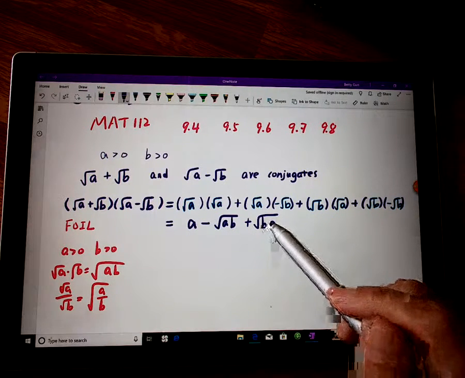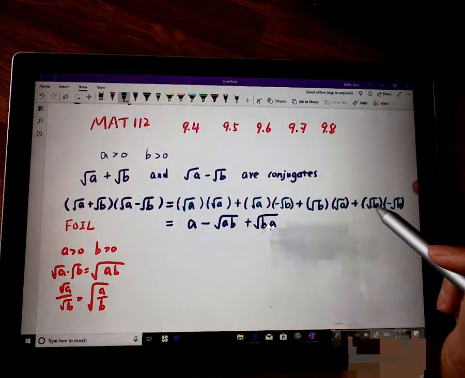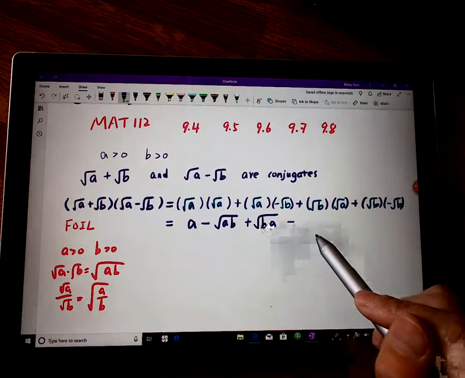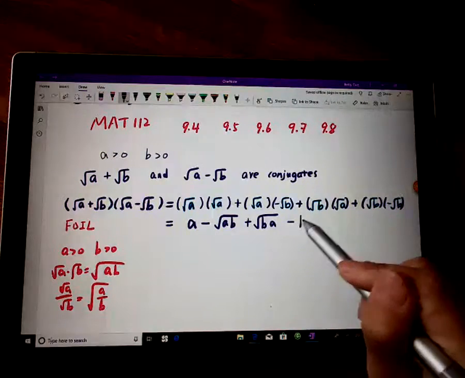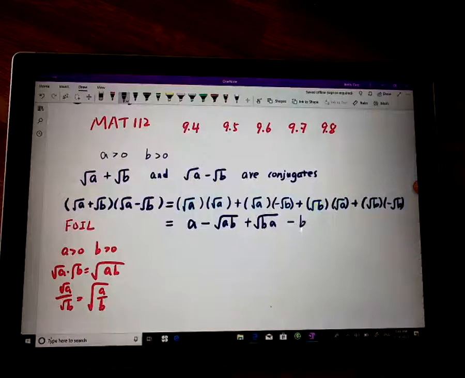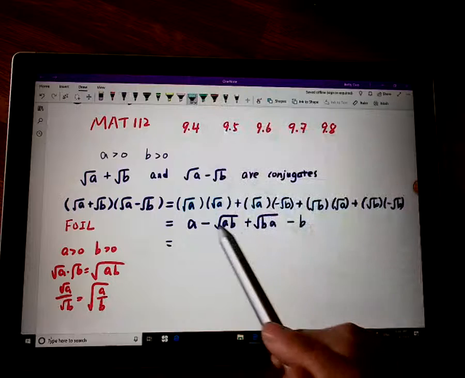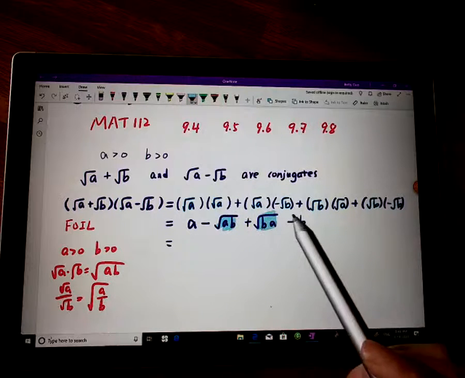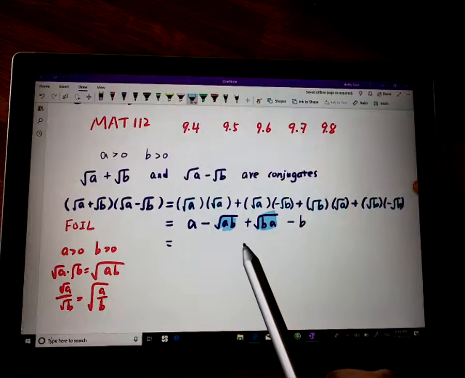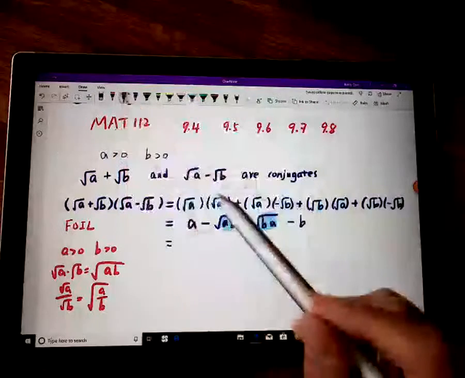And the last term, positive, negative, so negative here, root B times root B is B. Be very careful with the sign. As we mentioned earlier, square root of AB and the square root of BA are the same. So the two terms in the middle cancel each other. Then we end up with A minus B, okay?